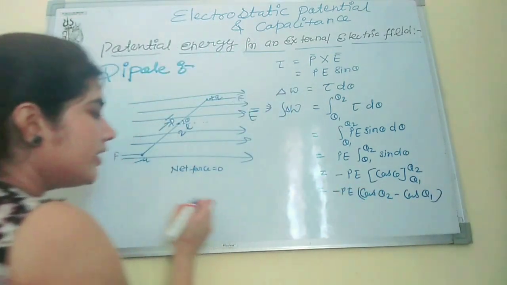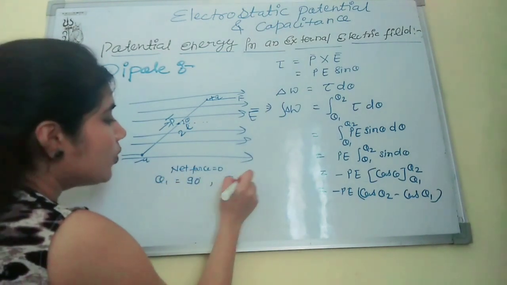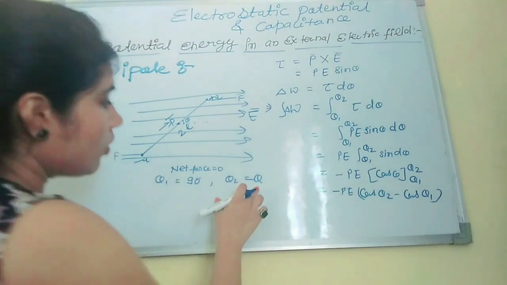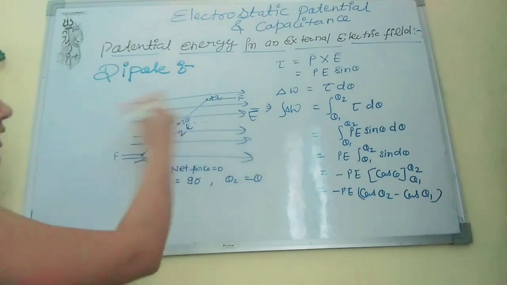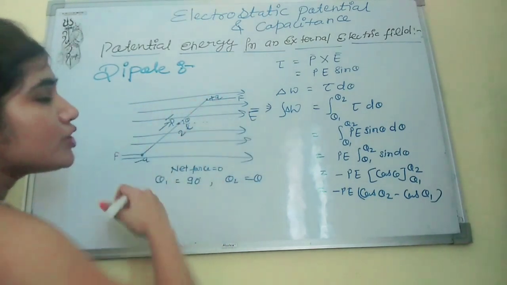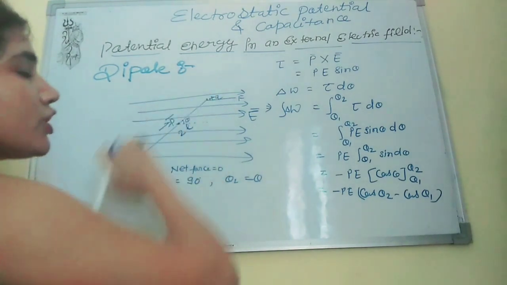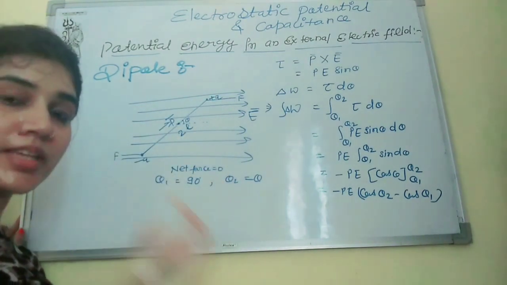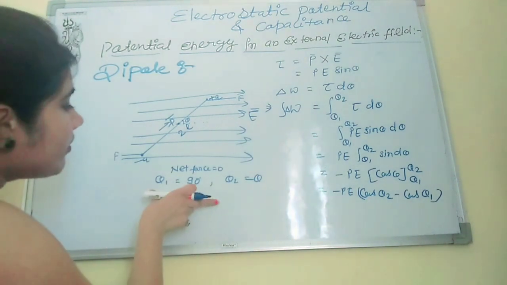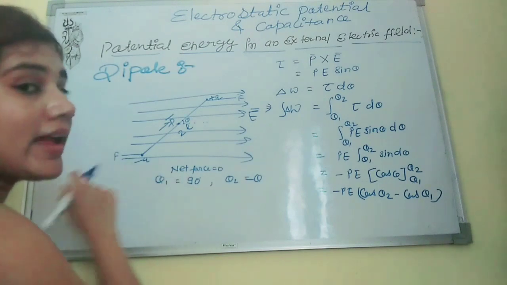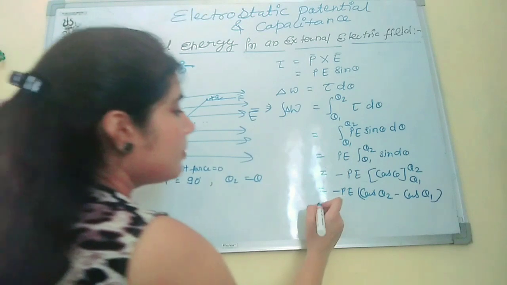Now here, initially we are taking angle theta 1 as 90 degrees and theta 2 as theta. Why are we taking the initial angle as 90 degrees? Because the work done which is applied is opposite to the electric field, and for bringing the charges minus q and plus q, they are of the same magnitude but the direction is opposite. So that's why we are taking theta 1 as 90 degrees.